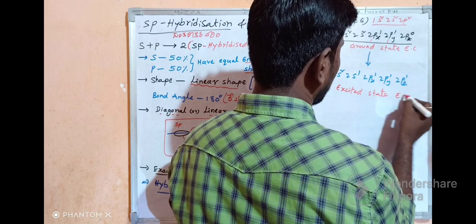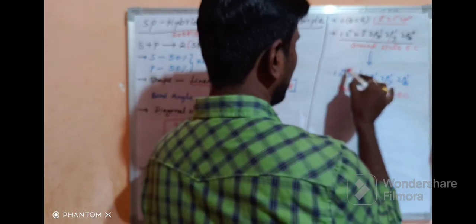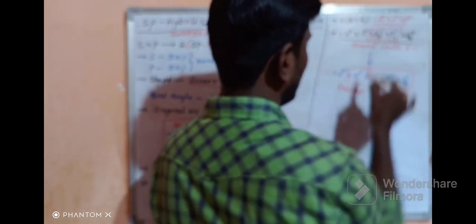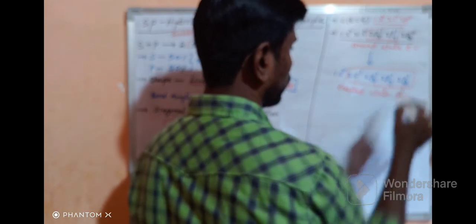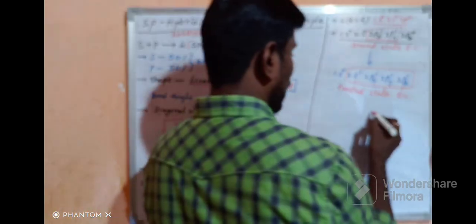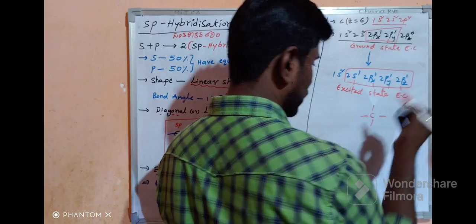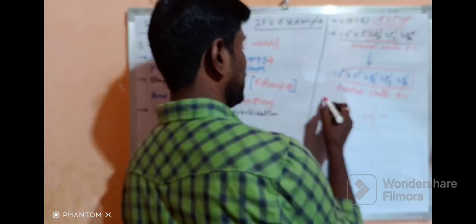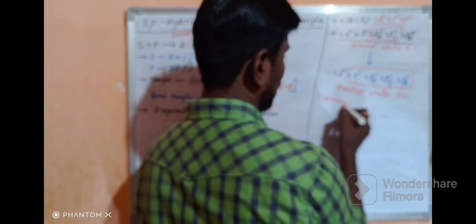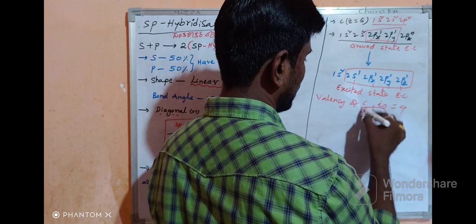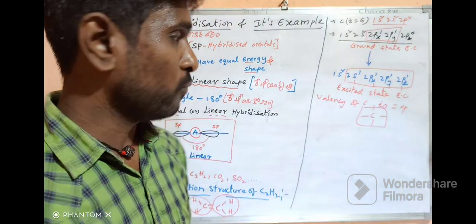Excited state electronic configuration. Now look here: there are 4 unpaired electrons, whereas in the ground state only 2 unpaired electrons. 1, 2, 3, 4. Carbon forms 4 bonds, that is, the valency of carbon is 4. It means around carbon 4 bonds are there.